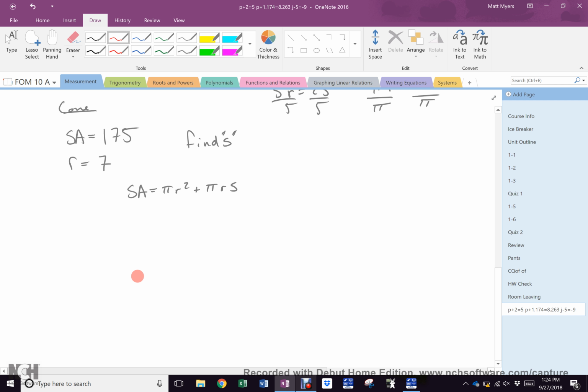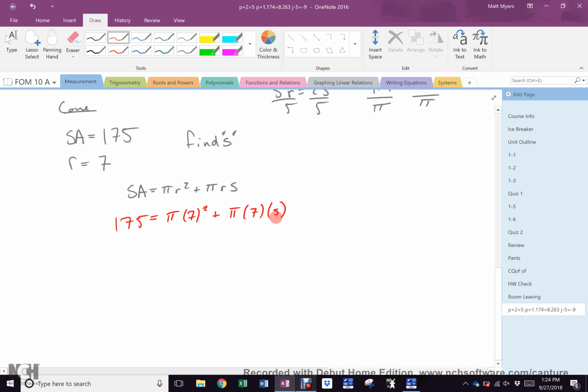So, can we put some numbers in there? What goes where? 7 replaces R and 175 replaces SA. 175 equals pi times 7 squared plus pi times 7 times S. I want S by itself.